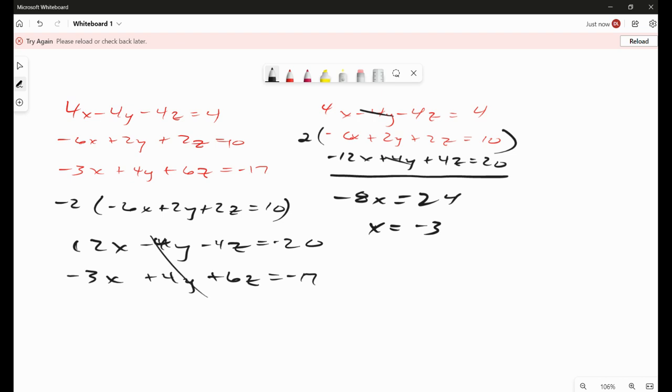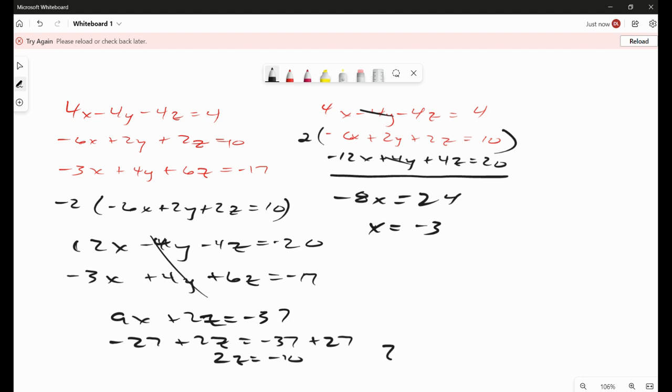And then those cancel, and I get 9x plus 2z equals negative 37. Sounds good. But I know that x is negative 3, so negative 27 plus 2z equals negative 37. I move this over, it becomes positive 27, so therefore 2z equals negative 10, and z equals negative 5. So now I've got an x and a z, and so from there, these are long problems.